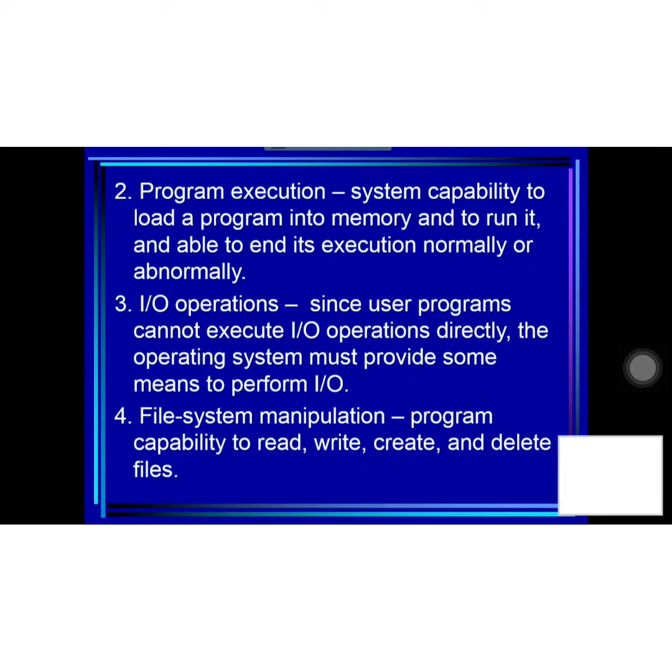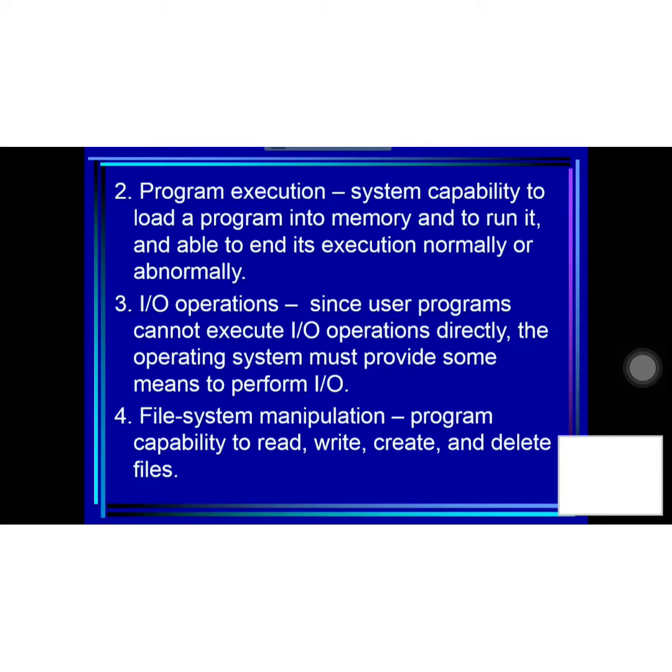The third service is I/O operations. A running program may require I/O, which may involve a file or an I/O device. For specific devices, special functions may be desired. For efficiency and protection, users usually cannot control I/O devices directly. Just now, in the last chapter, we already learned the privileged instructions to operate I/O. Therefore, the operating system must provide a means to do I/O.